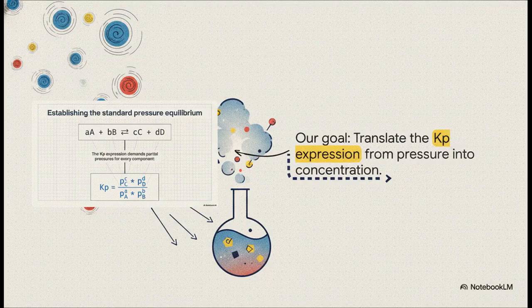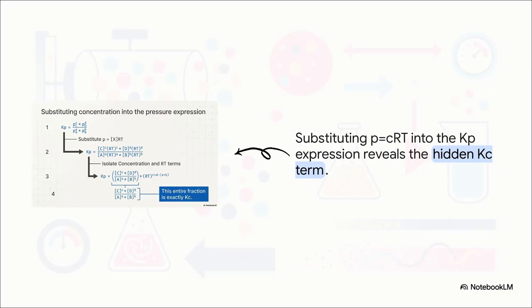Now, this is the standard way we write out the expression for Kp. It looks a little intimidating, but it's just a ratio. You put the partial pressures of the products on top and the partial pressures of the reactants on the bottom. And each one is raised to the power of its coefficient from the balanced equation. So our goal here is to replace every single P for pressure in this equation with our new expression that uses C for concentration.